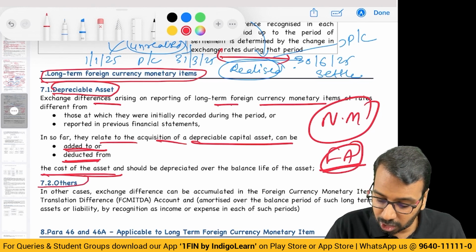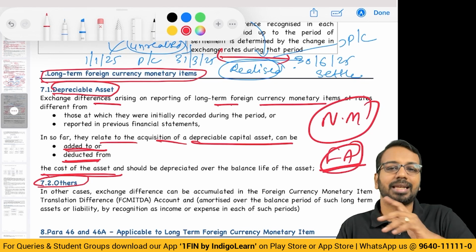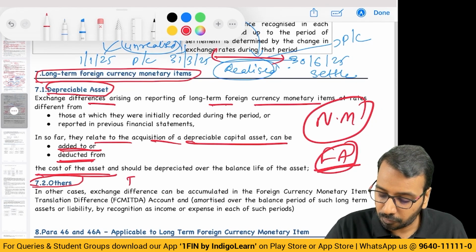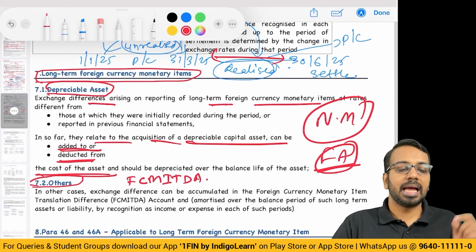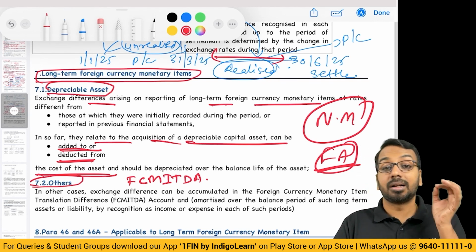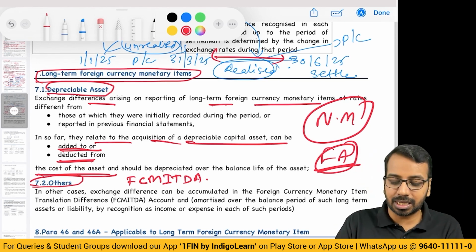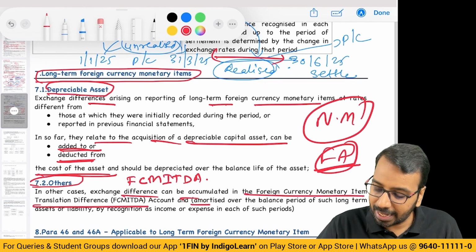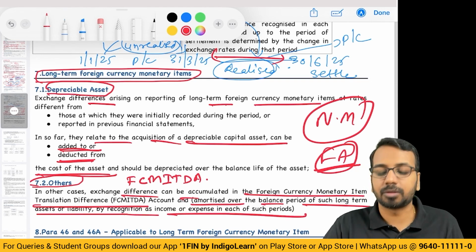If it is a non-depreciable asset or if it is related to some working capital and all of that, but such technicalities are not tested. If it is in other cases, then you will create something called foreign currency monetary item translation difference account. FCMITDA. So you can accumulate in the FCMITDA account and amortize over the balance period of the long-term liability or asset by recognizing in the income and expense.